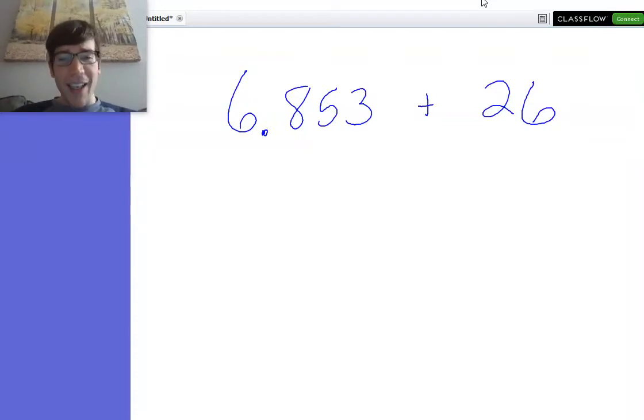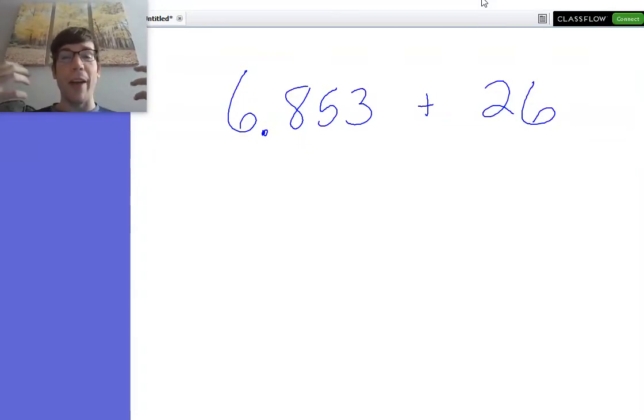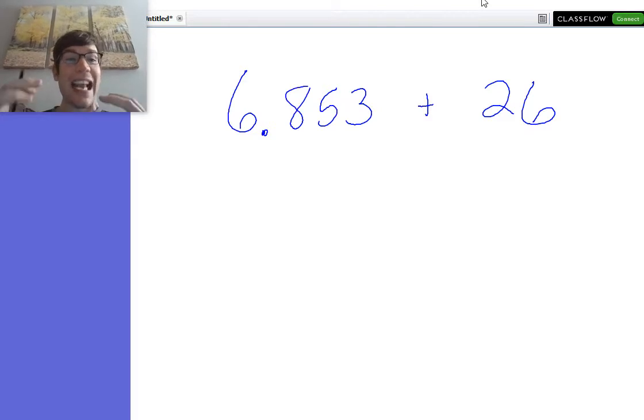Hello, everybody. Today we're going to talk a little bit about a reminder of how we can add and subtract decimals. So we have two numbers here. The first number is 6 and 853 thousandths. So we have a decimal piece there. And then we're adding to it 26.